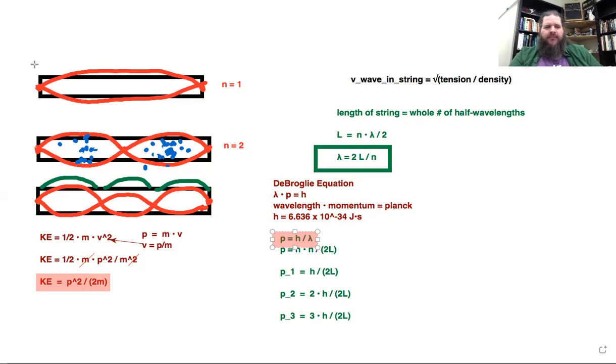Probability is ultimately going back to the idea of these graphs of the standing waves. You can think of the standing wave as a graph of probability, where nodes are locations where probability is 0, and antinodes are locations where probability is very high.